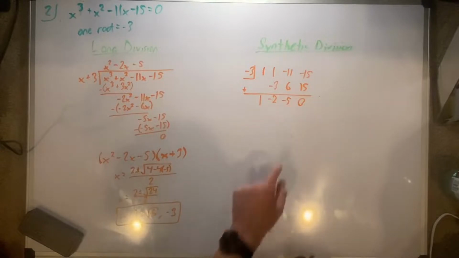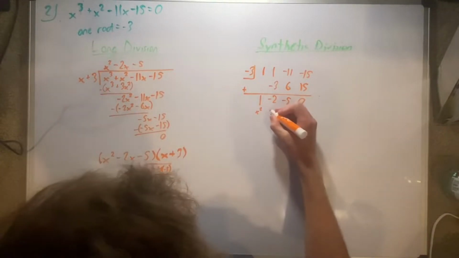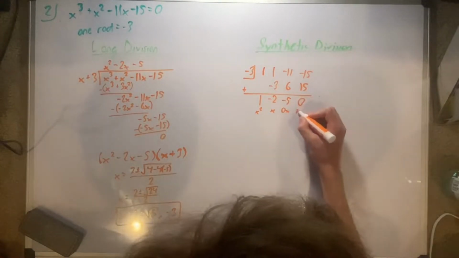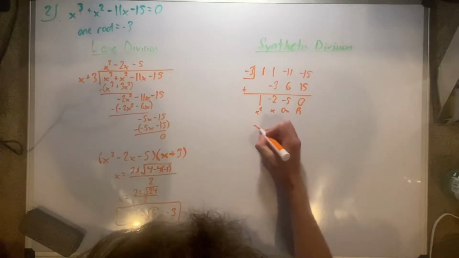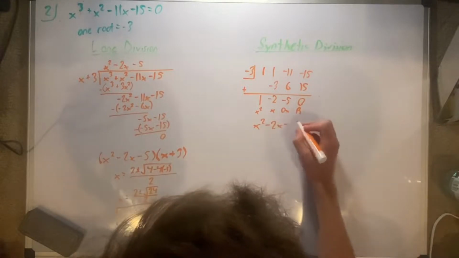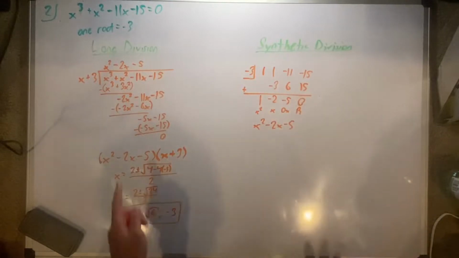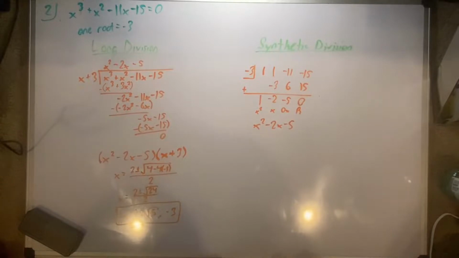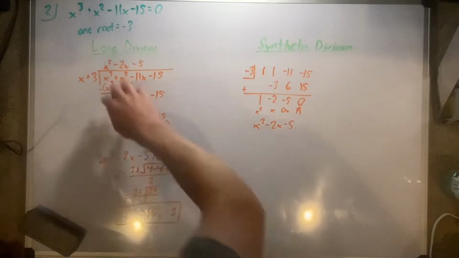And then all of these are our coefficients of x squared, x, and then 0x, and then this would be our remainder. So that means we have now x squared minus 2x minus 5, which is exactly what we did over here, but it's way quicker than all this nonsense work. And then we would just go through quadratic formula with that again. So that's how we would solve for number 2. Now let's go through and do number 3.